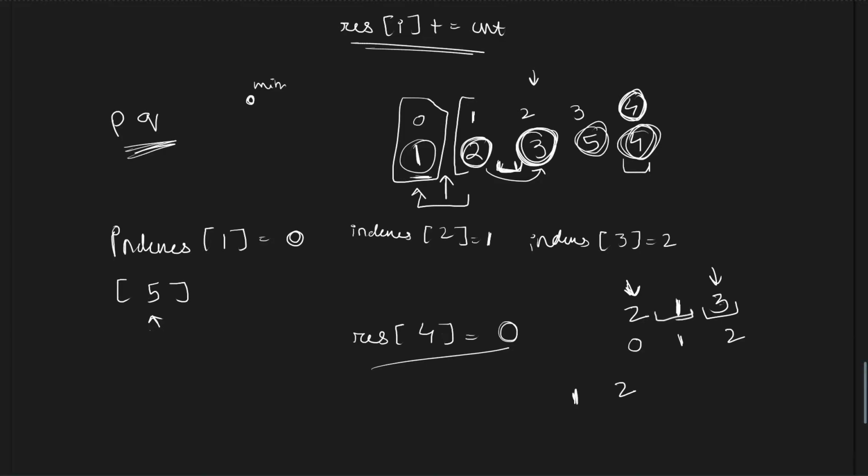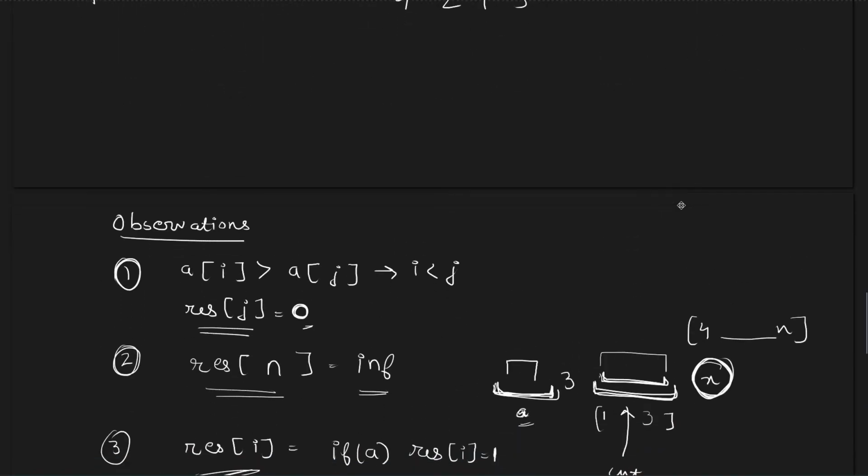If you remember, we were adding to the result the number of elements. There is only one element between 2 and 3, so we will add to result of indexes of 2, plus equals 1. So we will add 1 to it, because there is one element present between 2 and 3. So this was one more use case which I wanted to explain, and this is a part of observation 2. This was all about this particular question.